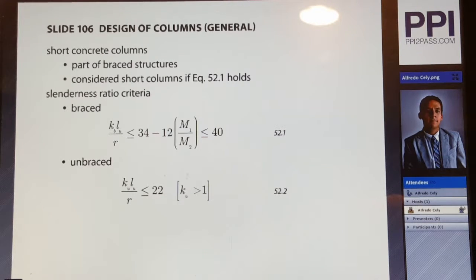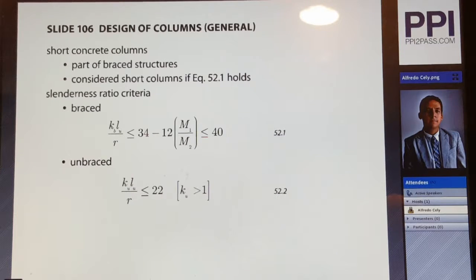Now, if inspection cannot determine whether a column is braced or unbraced, ACI 318 under section 10.10.1 permits a column to be considered braced against side sway if the bracing elements in that story have a total stiffness resisting the lateral moment of the story of at least 12 times the gross stiffness of the columns within that story.